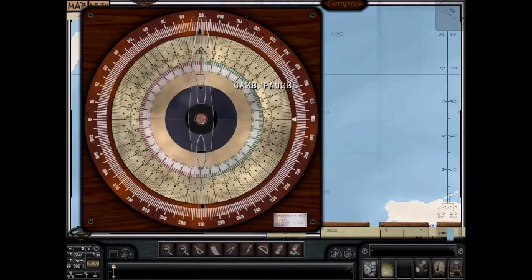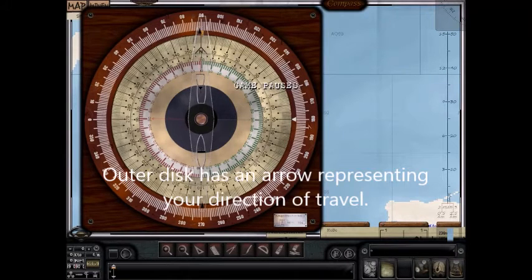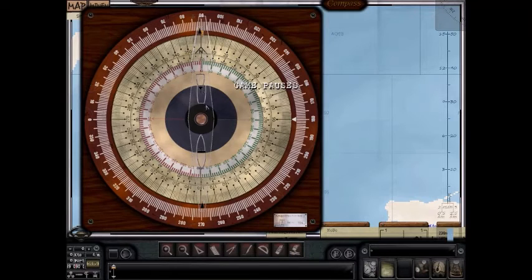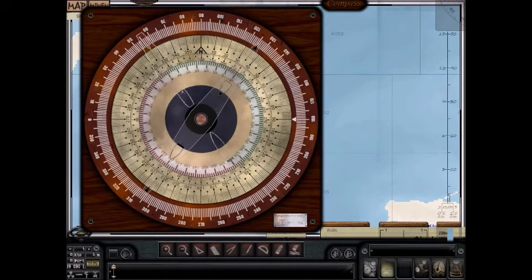So there's three moving parts to this disc. In McMahon's Final, the outer disc here moves. It moves with my ship. The inner disc, this golden one, does not move. This is the compass rose. It matches the map. And then you have a long pointer, and then you got a smaller pointer.